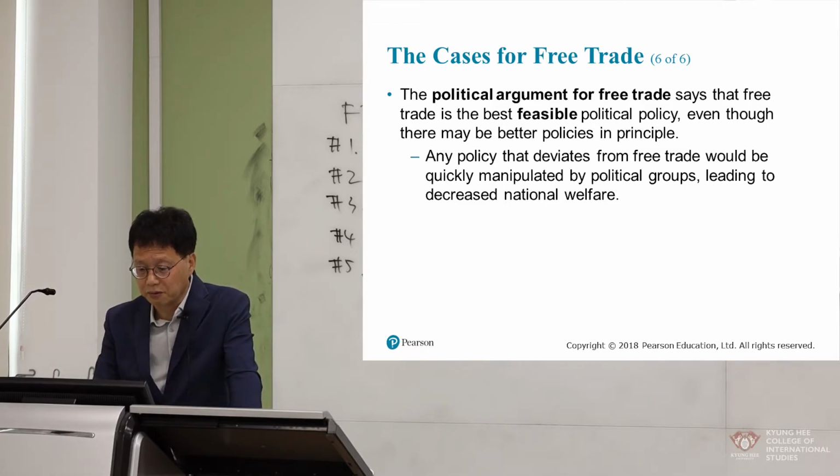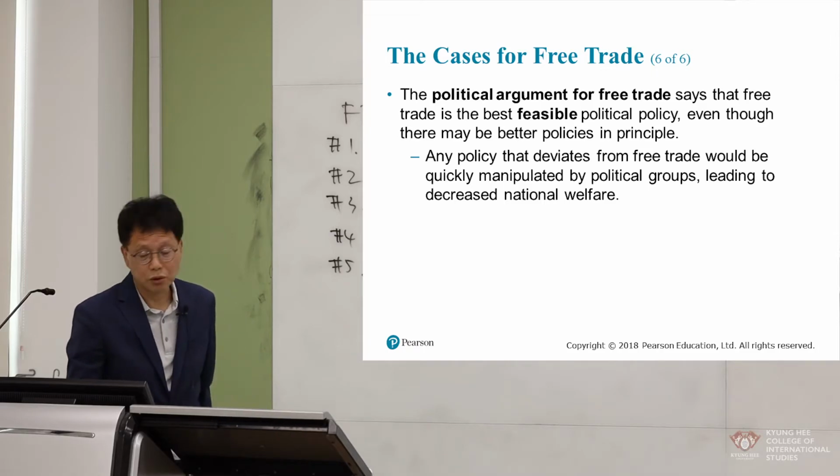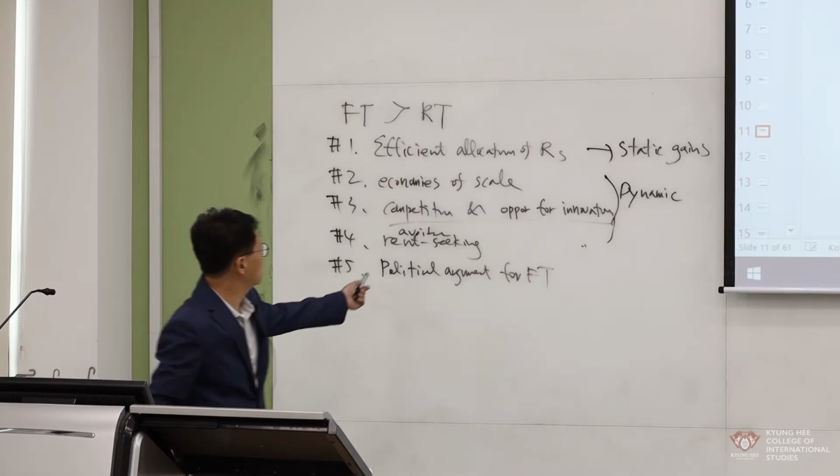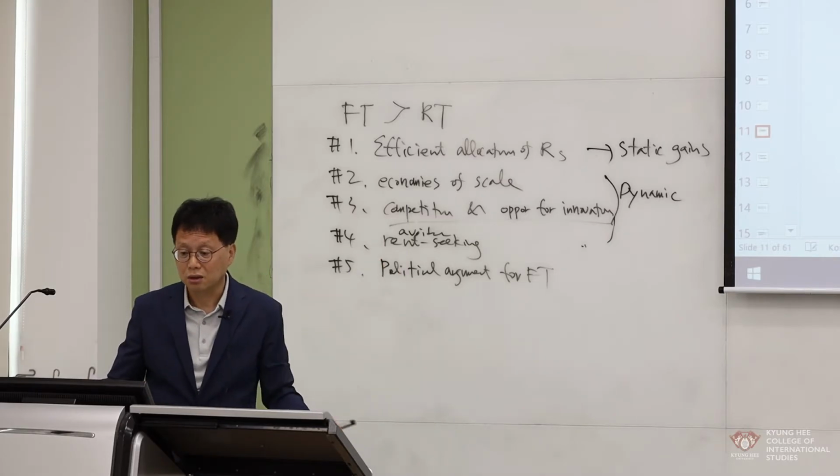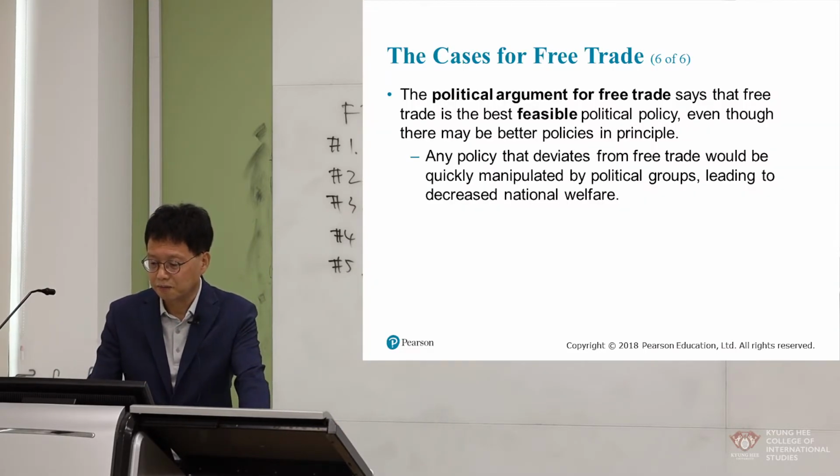That is number 5. Any policy that deviates from free trade would be quickly manipulated by political groups, leading to decreased national welfare. So think about the import quota case. Rent-seeking behavior happens. So it is quickly manipulated by political groups. Because of this, free trade policy is the best feasible policy.